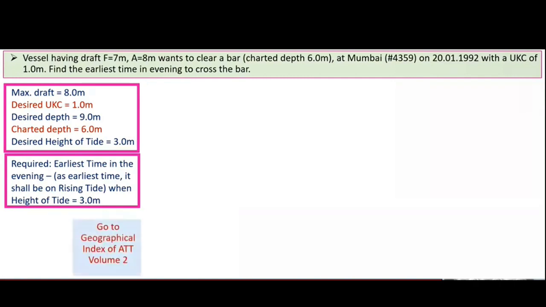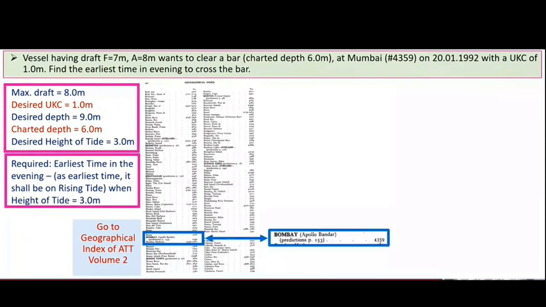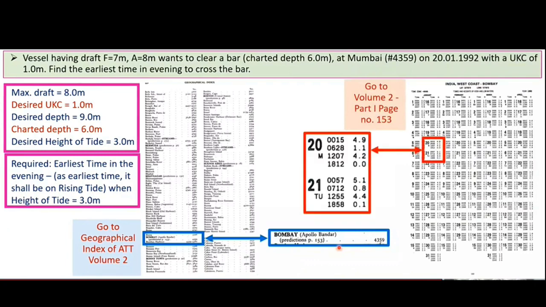We go to the geographical index of 82 and we find Bombay. And we notice that Bombay is in caps and bold. Also the number 4359, the tide table number for Bombay, which was also mentioned in the question, is reflected here. Bombay, we infer from here, is a standard port whose daily predictions are on page 153. We go to page 153 and we pick up the predictions for 20th and 21st of January.